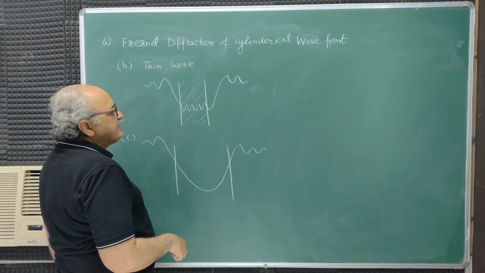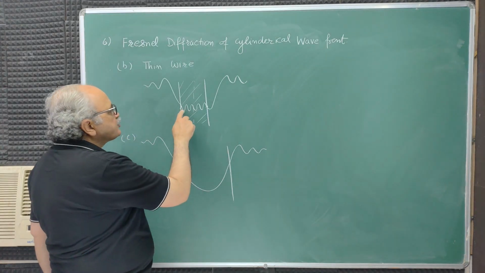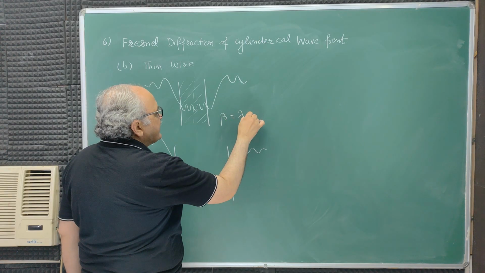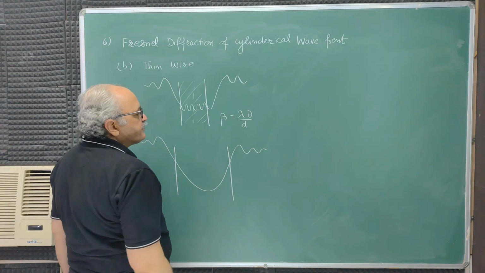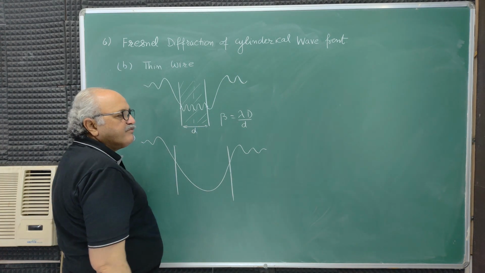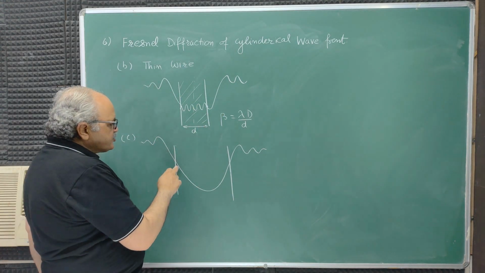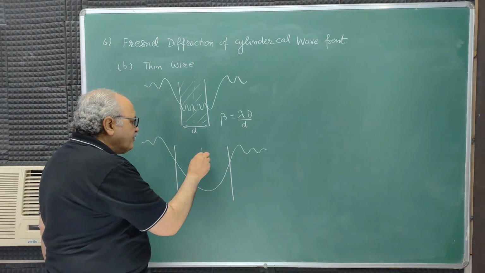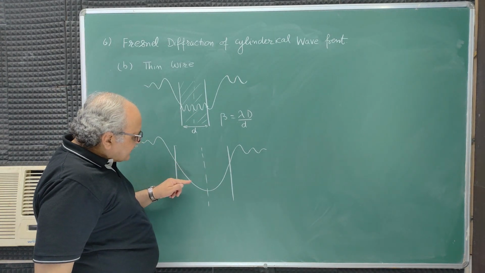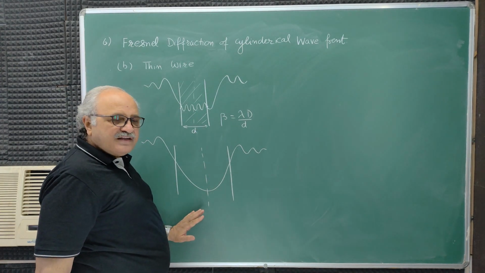But when it is a thin wire, these edges behave as if they are two coherent sources, and this leads to the formation of interference fringes, and the fringe width in this case is given as lambda D by small d. This small d is nothing but the diameter of this wire. But if the wire is thick, then this shadow region becomes so vast that we are not able to get the interference fringes. Then we have a continuous decrease of the intensity from both sides, and these fringes are lost in the case of the thick wire.